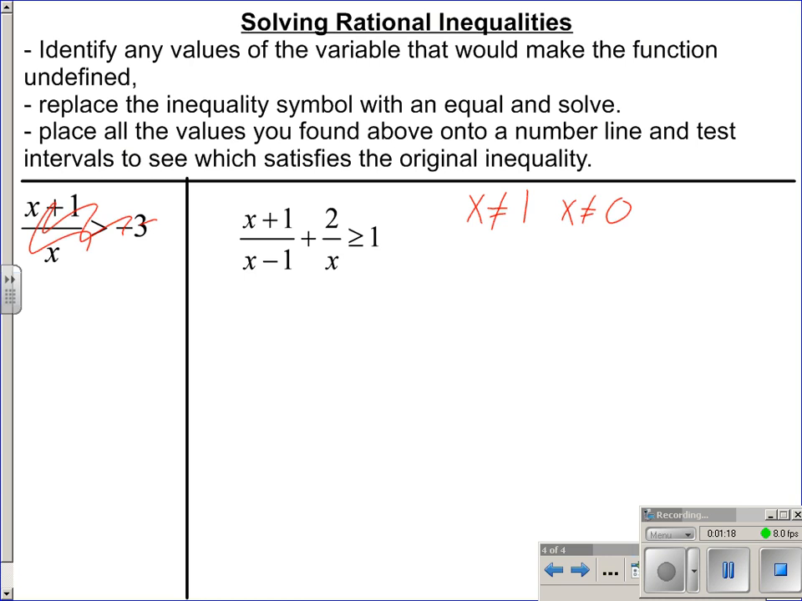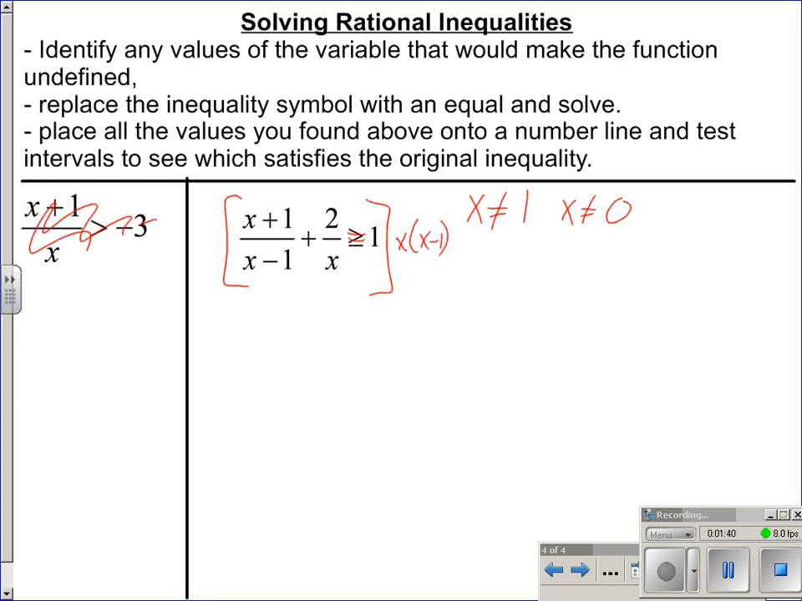The second step says replace the inequality symbol with an equal sign and solve it. So now it's just an equal sign, and we're just solving this rational equation. To do this, I'm going to multiply everything by the least common denominator, which in this case is going to be x minus 1.